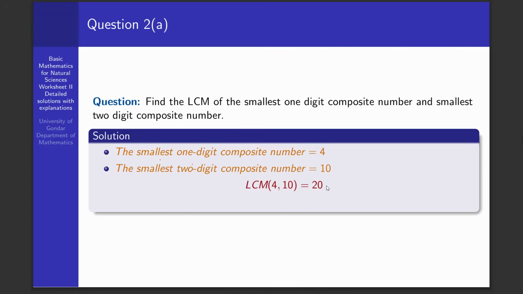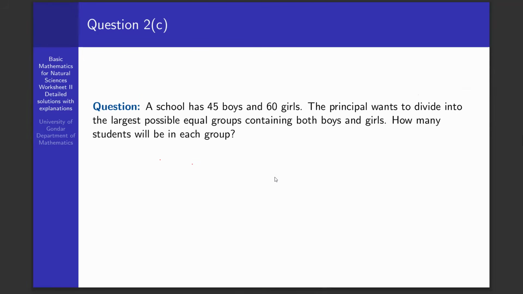The next one, that is question number 2C. A school has 45 boys and 60 girls. The principal wants us to divide them into the largest possible equal groups containing both boys and girls. How many students will be in each group?